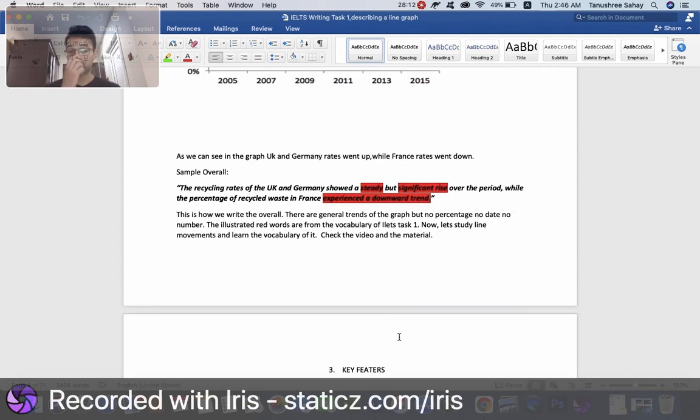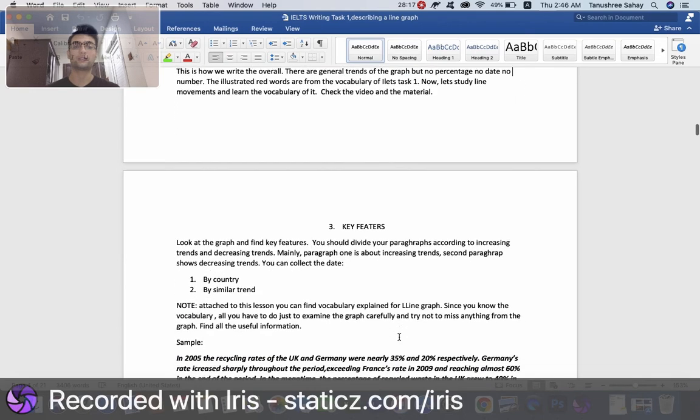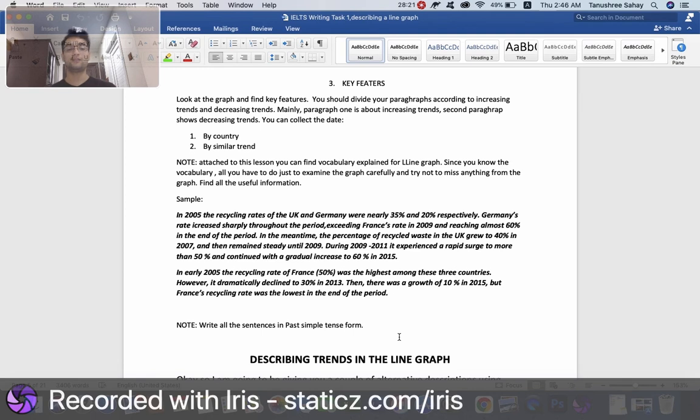Check the video and the material at the same time in order to comprehend everything better. Now it's time for key features. We have done the introduction paragraph, which was only 1 sentence, and the overview sentence. And now we are writing the key features of our line graph.